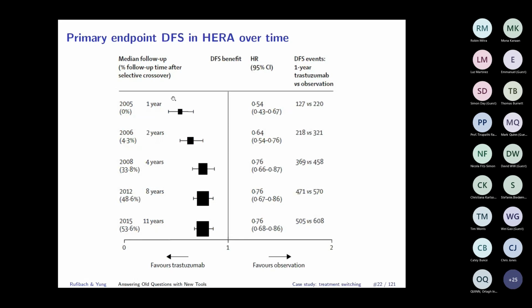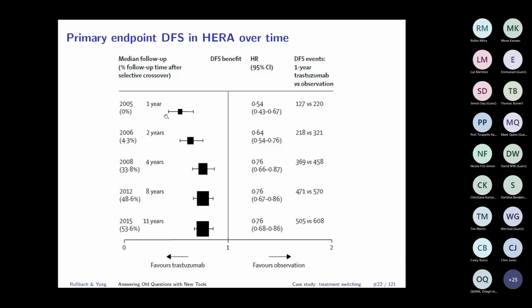This was when the trial was stopped. So median follow-up was 1 year here. This was when the trial was stopped, and before stopping the trial, nobody had crossed over because it was not clear yet whether Herceptin is doing something. The hazard ratio was 0.54. Okay, these were the number of events.